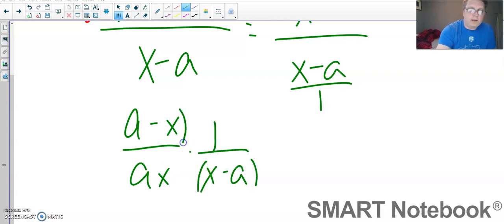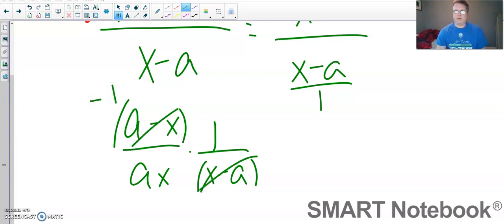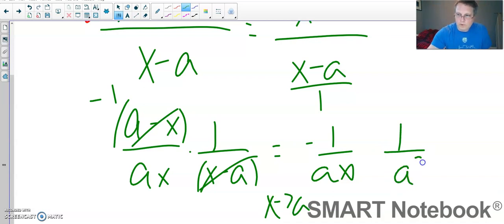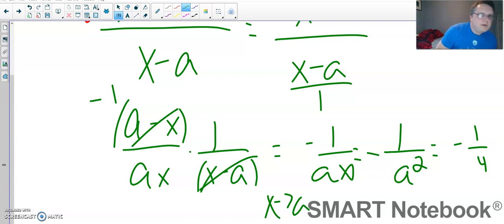Now, if you remember back in algebra 2, when we're canceling, signs are changed, so when these cancel, you're left with a negative 1 when you have the opposite sign. All right, so then you have negative 1 over ax as x approaches a, 1 over a squared. Don't forget the negative. Negative 1 over a squared. And a is 2, so you have negative 1/4. Okay, that's number 5.